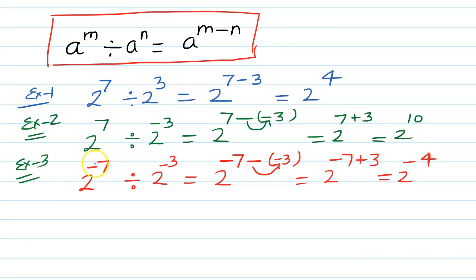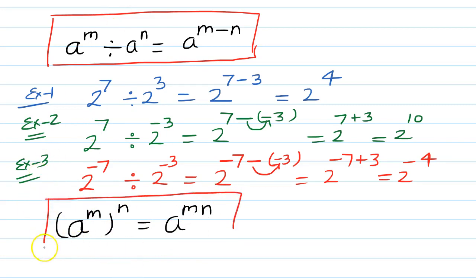Now the third rule, let's write down here the third rule. If it is a to the power m and outside there is another power n, then you multiply m times n. You can multiply both the powers here. So a to the power mn. Now an example for this.